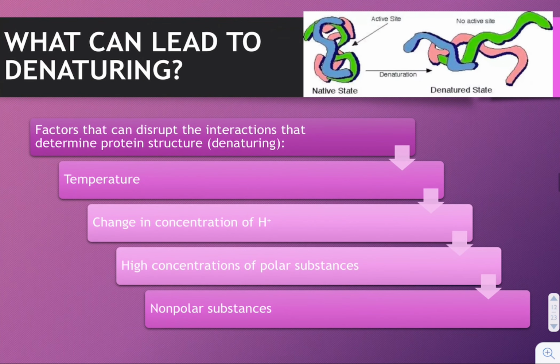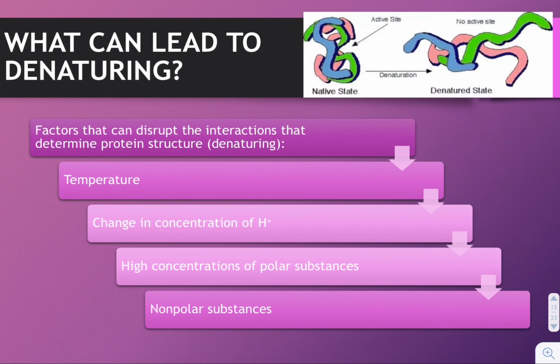So what can lead to denaturing or denaturation? Factors that can disrupt the interactions that determine protein structure are temperature, change in concentration of hydrogen ions, so pH business, and high concentration of polar substances or non-polar substances.